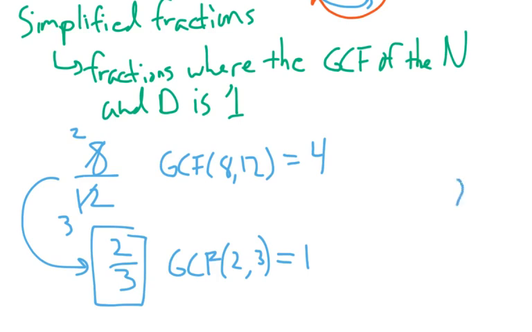Now, you won't always be dealing with prime numbers. So, for example, you could have the fraction 4/15. 4 and 15 are not prime numbers, but if you still look at the GCF of 4 and of 15, it's going to be 1. And so that's how you know that you have a totally simplified fraction.